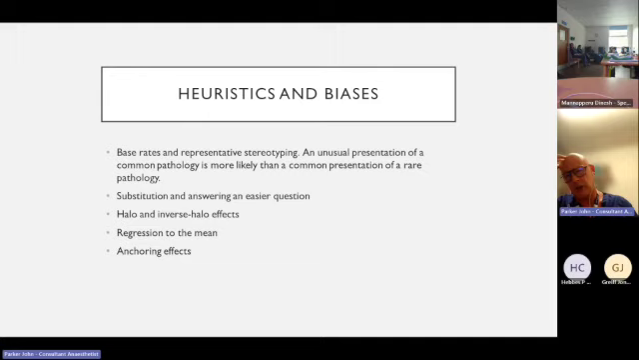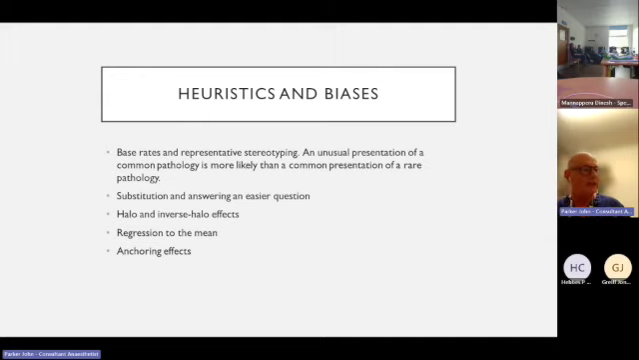Halo and inverse halo effects, I guess that's fairly easy to describe. Essentially a halo effect is that something or someone looks really good, and then you translate that goodness into being really good at everything, and clearly that may not necessarily be the truth.